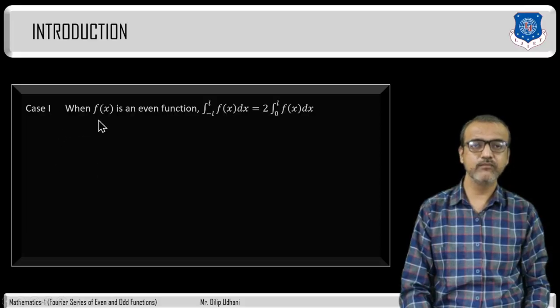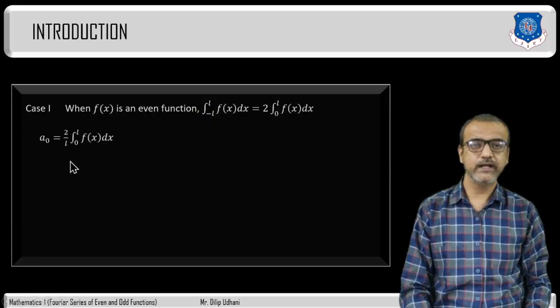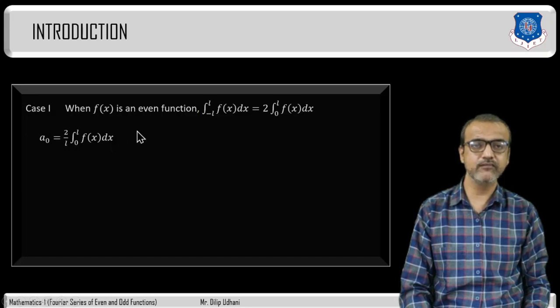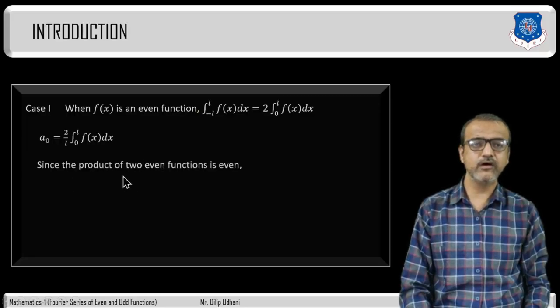So case number 1, when f of x is an even function, integration from minus L to L f of x dx equals 2 times integration from 0 to L f of x dx. Now you know that a0 equals 1 upon L integration from minus L to L f of x dx. But here we are considering that f of x is an even function. So a0 will become 2 by L integration from 0 to L f of x dx.